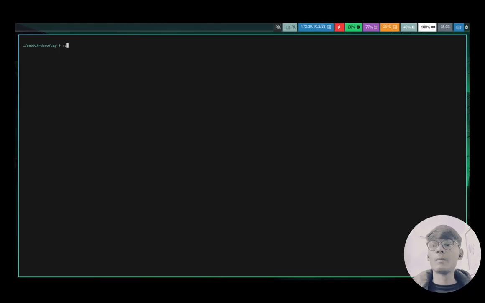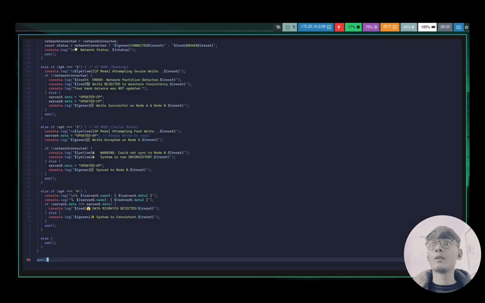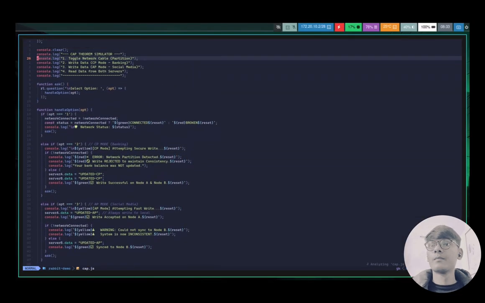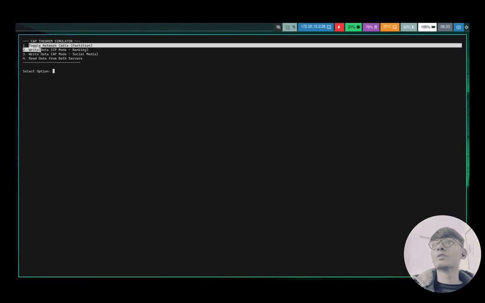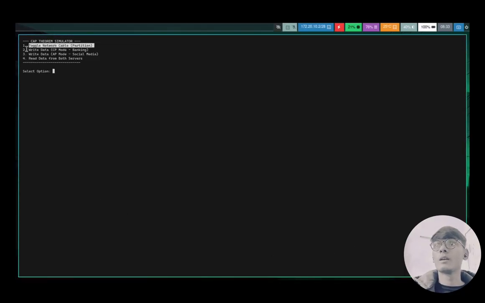Let's check what exactly is in this cap.js code. We run node cap.js. Here are the four options we have: first, toggle network cable partition; second, write data in CP mode; third, write data in AP mode, which is social media; and the fourth, read data. CP mode is consistency over uptime, and AP mode is availability over consistency.